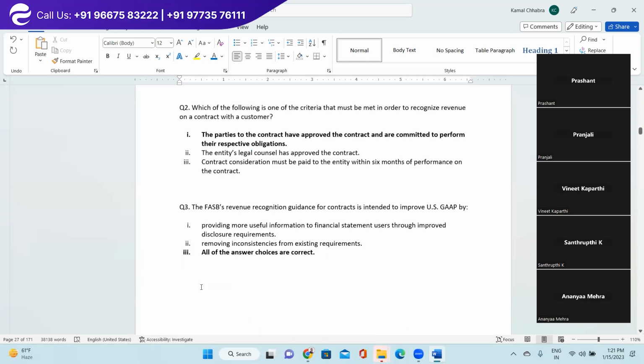So which of the following is one of the criteria that must be met in order to recognize the revenue on the contract with customer? First is the party to the contract have approved the contract and are committed to perform their respective obligation. Second is the entity's legal counsel has approved the contract. Third is contract consideration must be paid to the entity within 6 months of the performance of the contract.